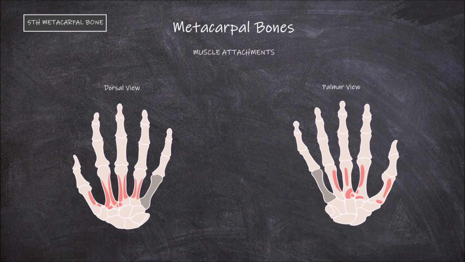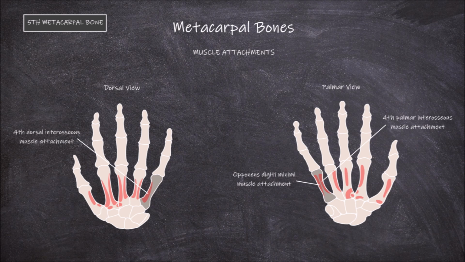Four muscles attach to this bone. The fourth palmar interosseous muscle originates from the lateral side of the palmar surface of the shaft of this bone. The opponens digiti minimi muscle inserts onto the medial side of this bone. The medial head of the fourth dorsal interosseous originates from the lateral side of the shaft of this bone. And finally, the extensor carpi ulnaris muscle inserts onto the base of this bone.